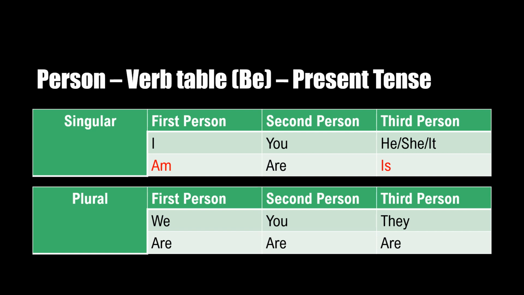I am, you are, he is, she is, it is. We are, you are, they are. So the verb be has been changed to am, are or is, depending on the person. Let us look at some examples.